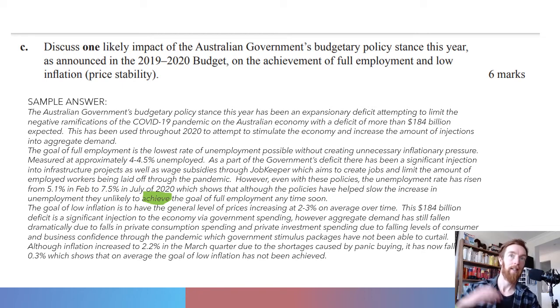So as you can see, breaking it down into the sections: stance with some data, 2 marks. Full employment goal with some data, whether it's been achieved, 2 marks. Low inflation goal with some data, whether it's been achieved, 2 marks.